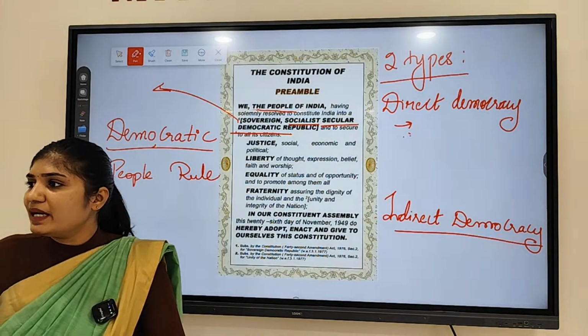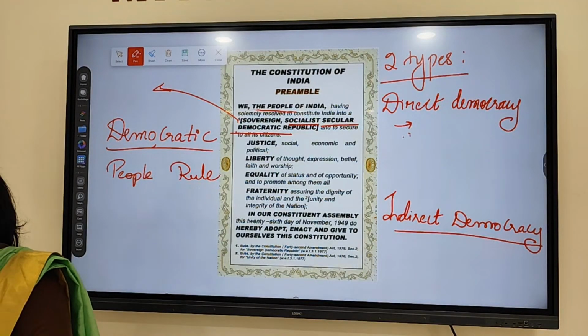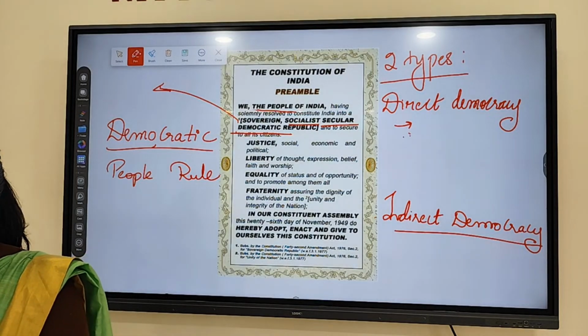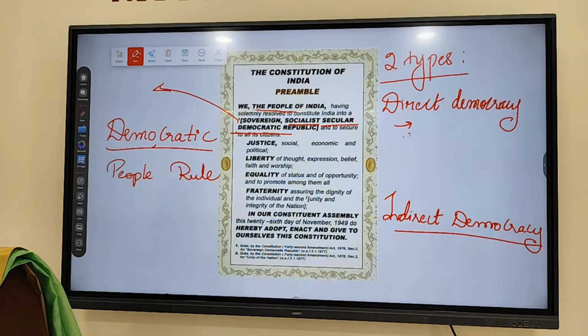But we cannot implement that here. What is the population of India? 145 crore. How many are voters? 80 to 90 crore. If any law is made here, 80 to 90 crore votes have to be counted. It will take one or two years of time, right? To count those ballot papers. That's why, based on that, we are having indirect democracy.